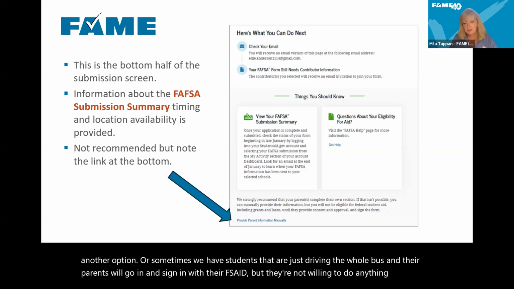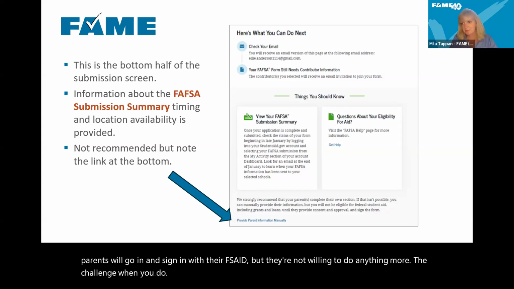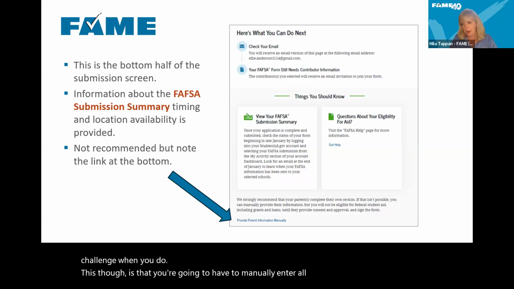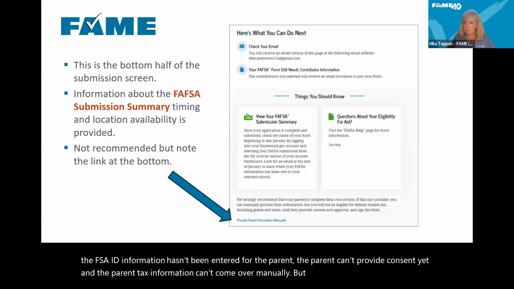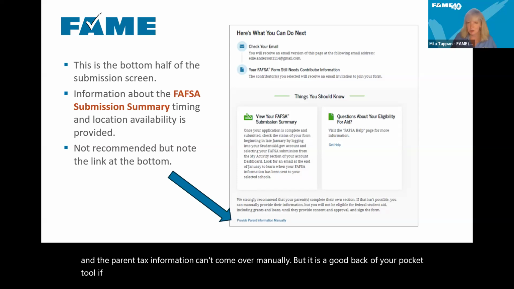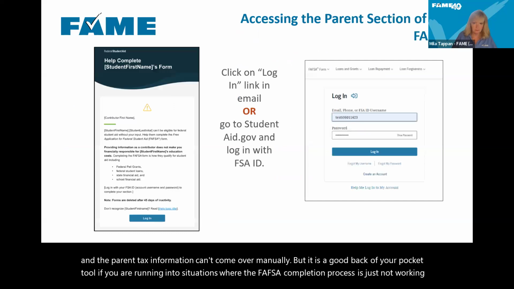The challenge when you do this, though, is that you're going to have to manually enter all the tax information, okay? Because the FSA ID information hasn't been entered for the parent, they can't provide consent yet, and the parent tax information can't come over manually. But it is a good back of your pocket tool if you are running into situations where the FAFSA completion process is just not working well.